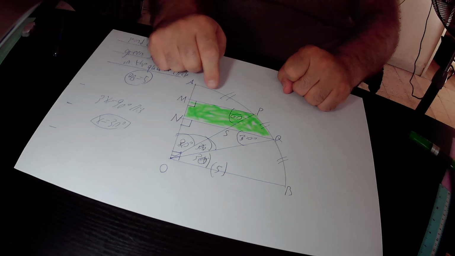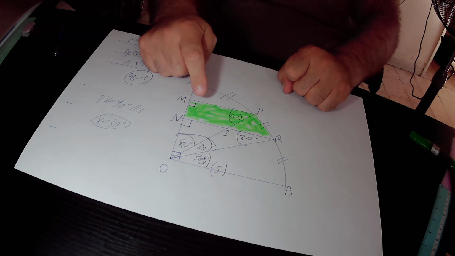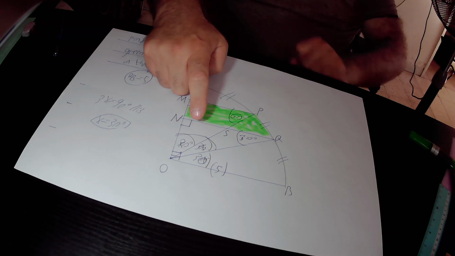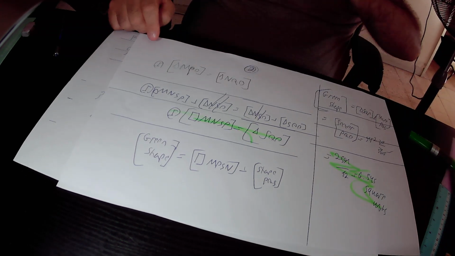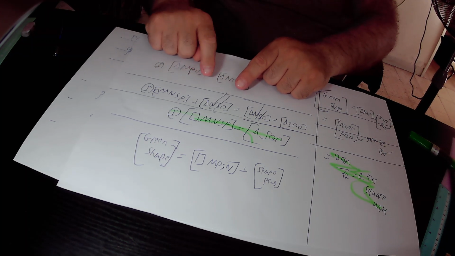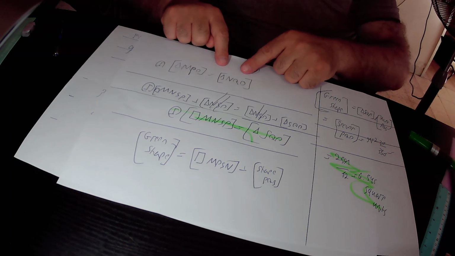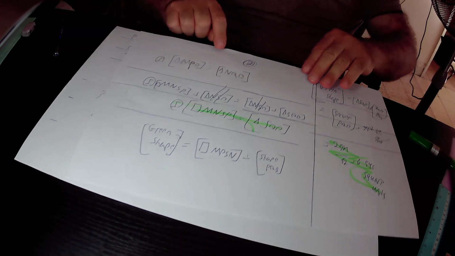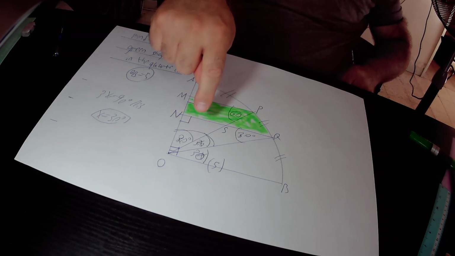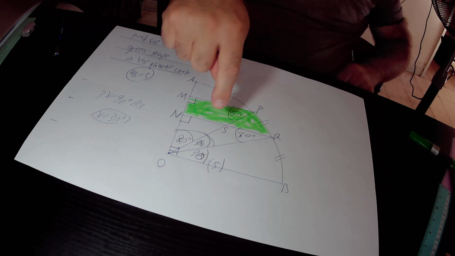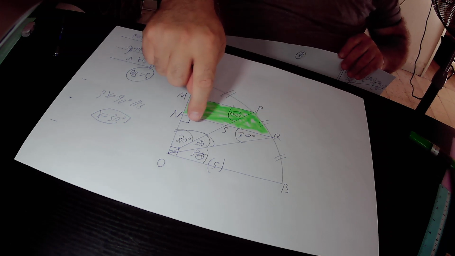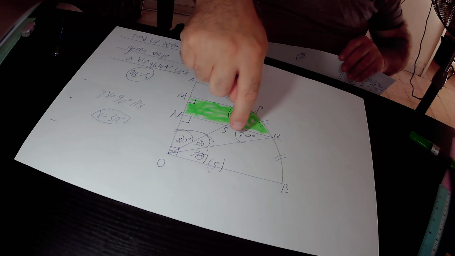And therefore, the area of triangle NPO must be equal to the area of quadrilateral MPSN plus the area of triangle NSO. And this is equal to the area of triangle NQO. This is triangle NQO. It consists of this right triangle NSO plus this triangle SQO. Therefore, the area of triangle NQO must be equal to the area of the small triangle NSO plus the area of the small triangle SQO.